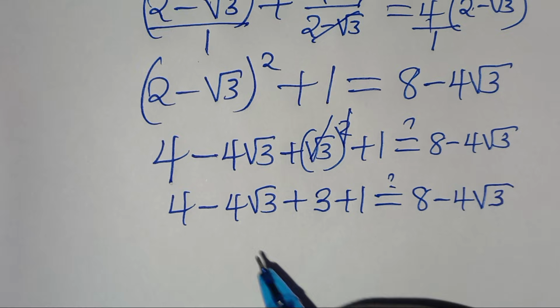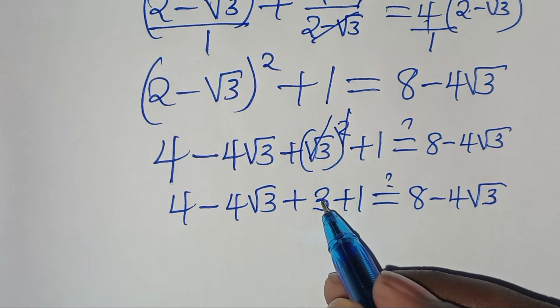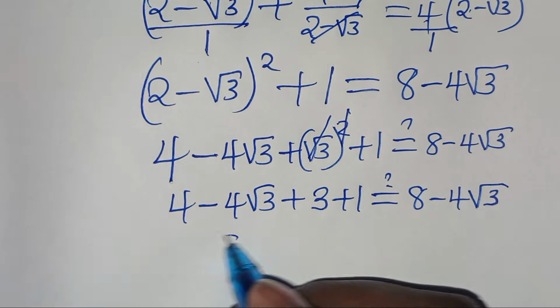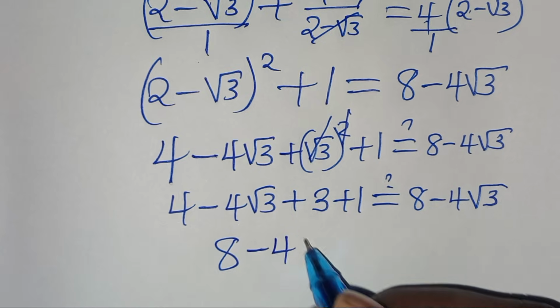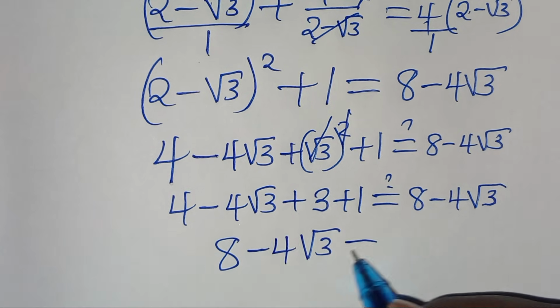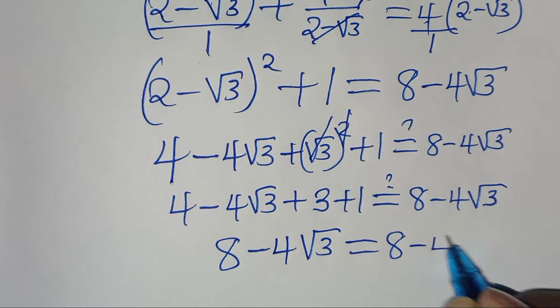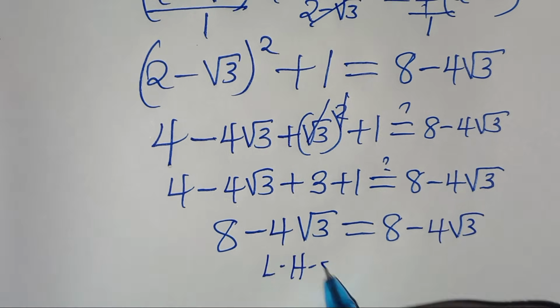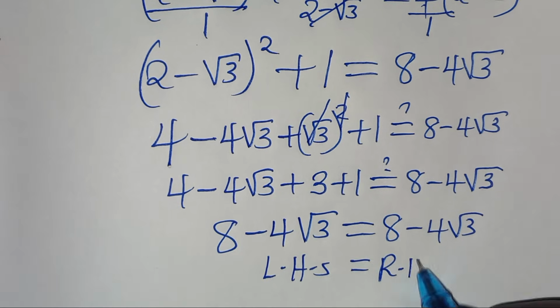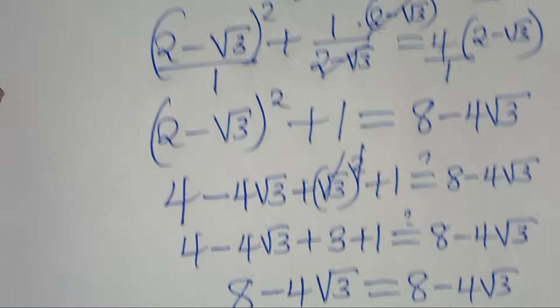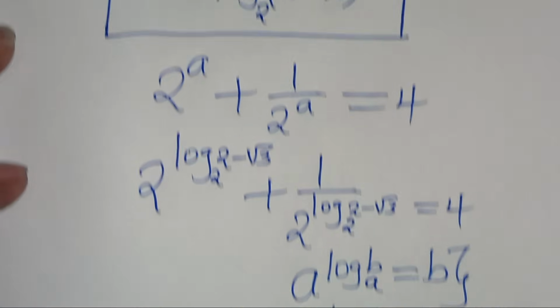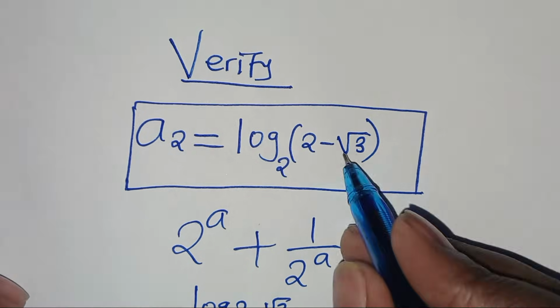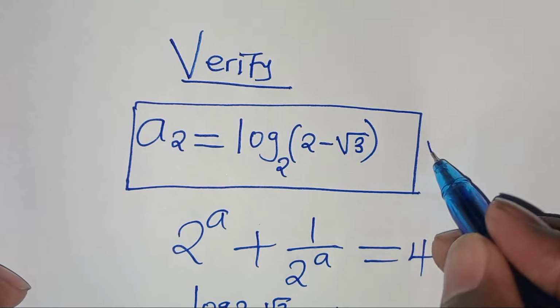Okay, the next step is that we have 4 plus 3, this is 7, plus 1, this is 8. So we have 8 minus 4 square root of 3, and this is equal to 8 minus 4 square root of 3. So it's clear that the left hand side is equal to the right hand side. And this proves that a2, which is equal to log 2 minus square root of 3 to base 2, also satisfies the equation.